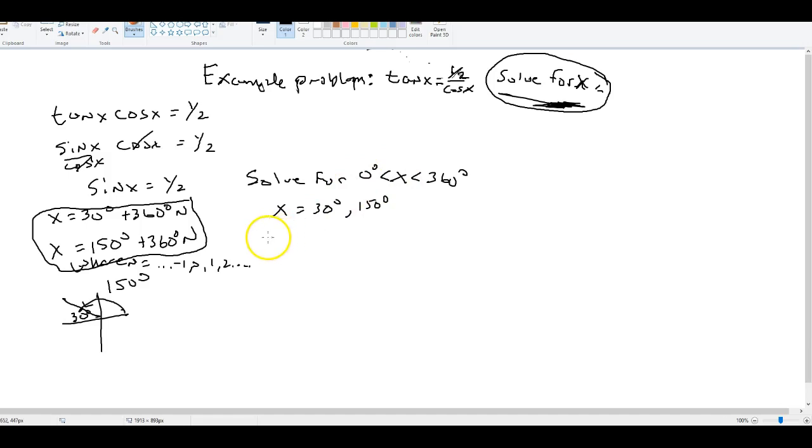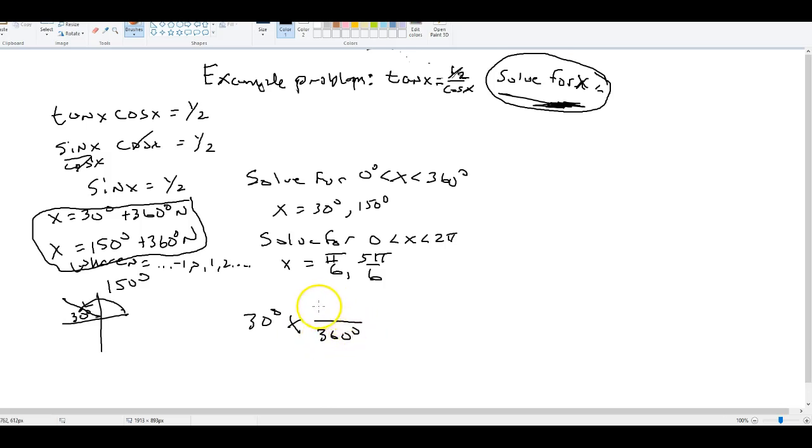What if I was being really sick and angry and I gave you that it was solve for 0 is less than x, which is less than 2 pi, right? Then you'd have to convert those to radians, which would be pi over 6 and 5 pi over 6. Again, you could do that by brute force, by doing the conversion. Remember 360 degrees is equal to 2 pi, and then solve it that way. That would give you the pi over 6 version. So that's two more ways in which I can ask you to write the answer.